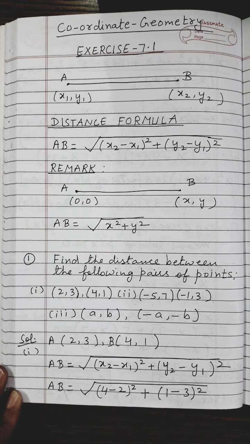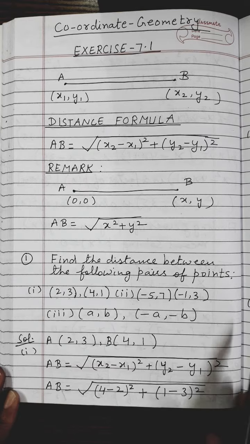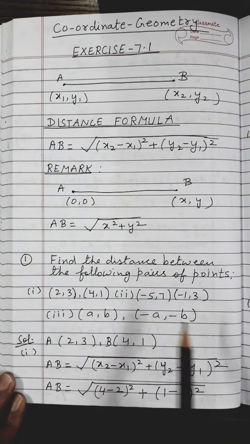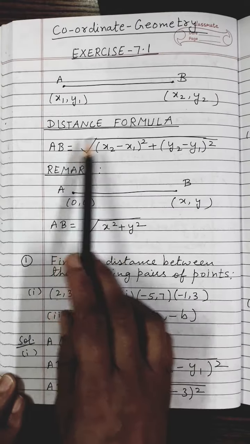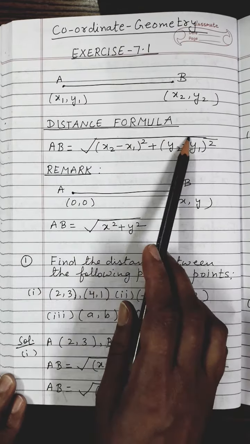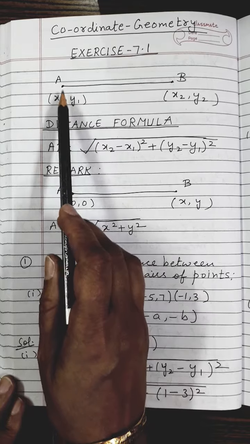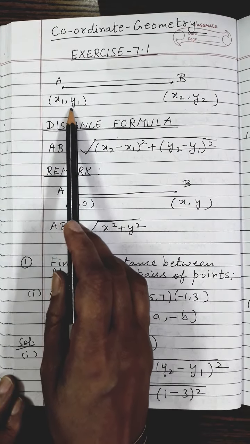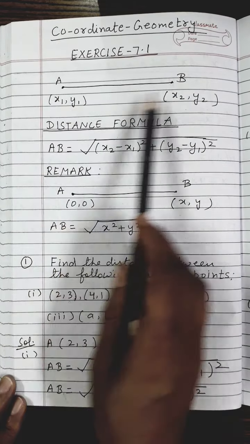In this video, today I am going to teach question number 1 of exercise 7.1, coordinate geometry. Before coming to this question, you have to understand one formula, which is called the distance formula. Now what is meant by this formula? Suppose you are given two points A and B. Point A has coordinates x1, y1 and point B has coordinates x2, y2. You have to find the distance between these 2 points, and that distance is given by the distance formula.